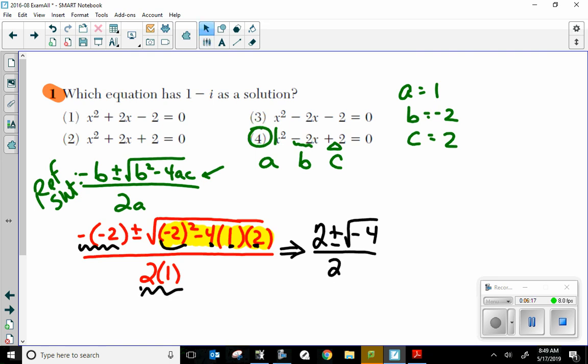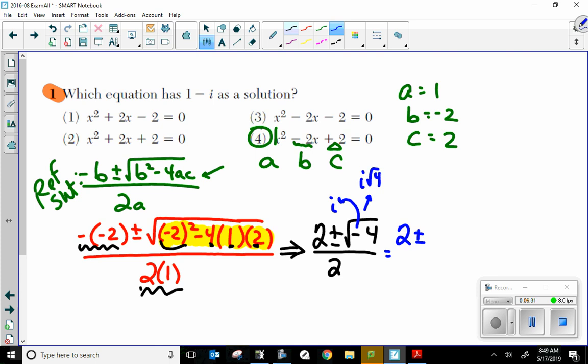Okay, let's clean this up. We're almost done. 2 plus or minus. You need to remember that a negative pops out and becomes an i. So technically, the square root of -4 is i radical 4. Okay, and the square root of 4 is 2. So that's really 2i. Okay, so this thing right here is going to simplify to 2i, all over 2.